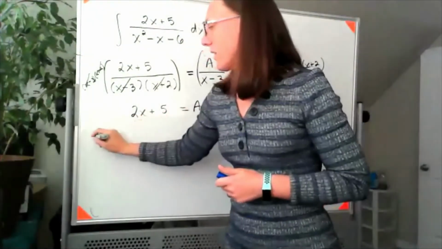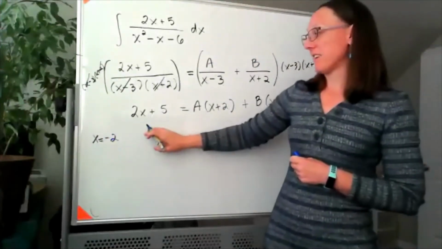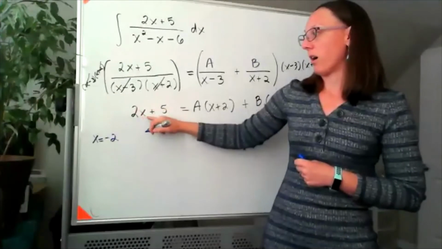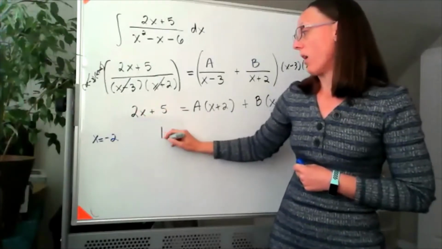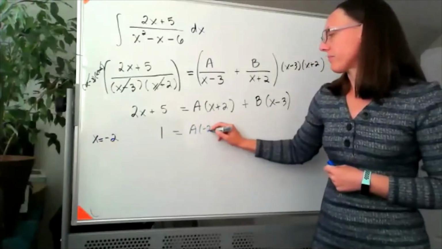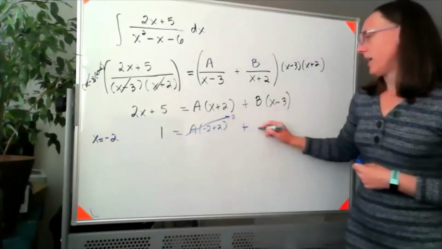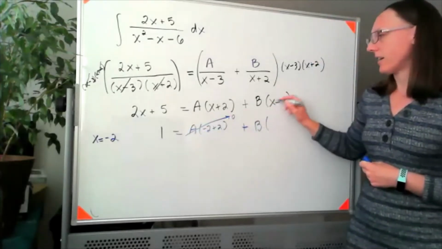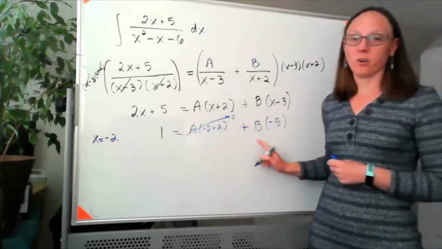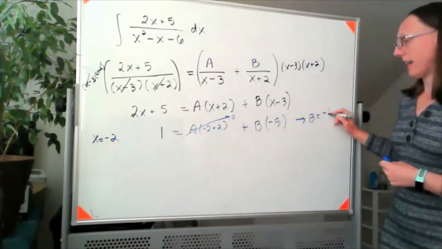So if I choose to let x be equal to -2, then on my left-hand side, I've got 2 times -2, -4, plus 5, so I'm at 1. But when we plug in -2 here, that whole thing is going to 0. And when I plug in -2 over here, -2 minus 3, so that's -5. And I already know what the value of B is. B is going to be -1/5.